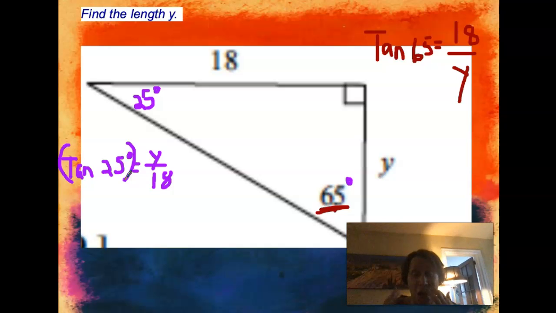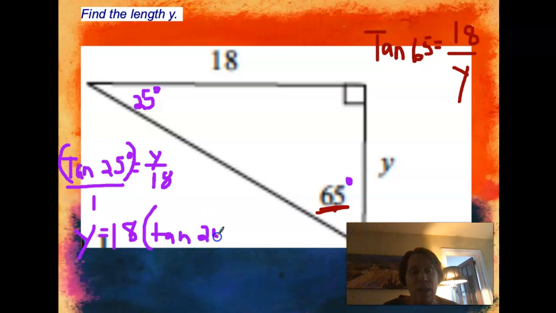And I'm going to put parentheses around this tangent of 25 degrees because remember, our ratios of tangent are ugly decimals. So we want to keep it an ugly decimal to the very end and then round. So if I put that over 1 and I cross multiply, I'm going to get y equals 18 times the tangent of 25 degrees. And now it's just a matter of typing this in my calculator.